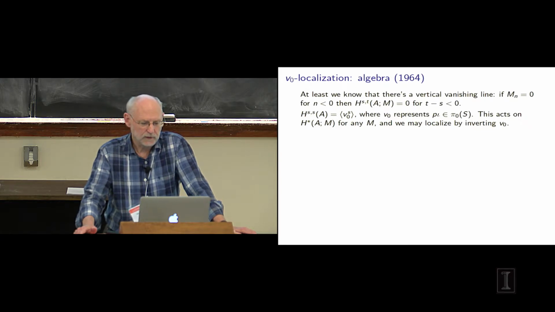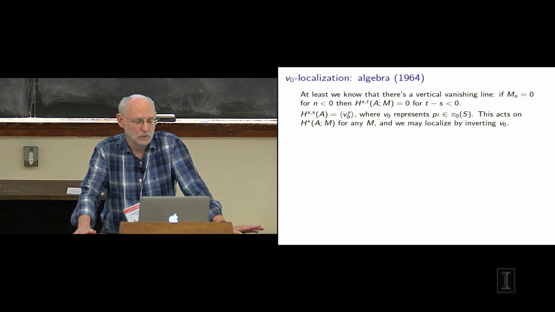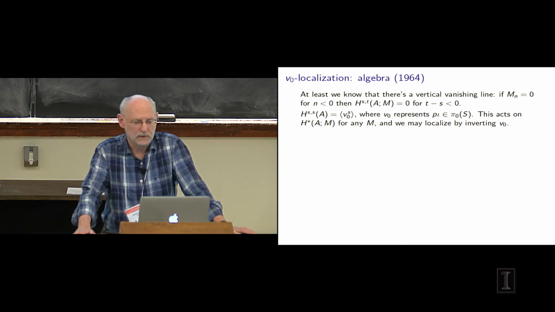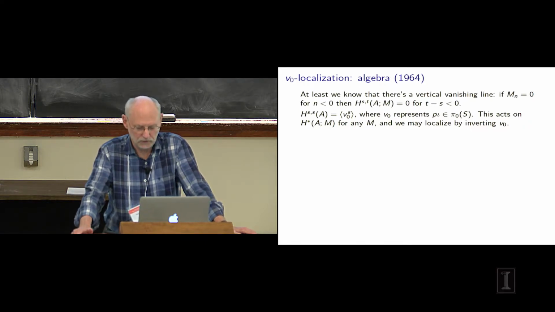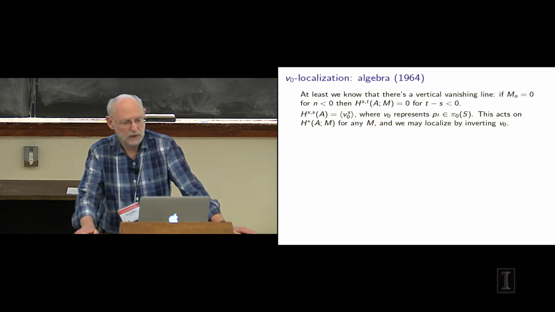In the sphere, you have that tower generated by a class called v0, say, representing p times the fundamental class. And that acts on the cohomology, on the E2 term, for any spectrum. It acts on this cohomology group for any spectrum.